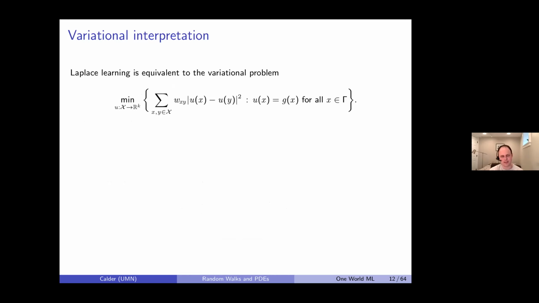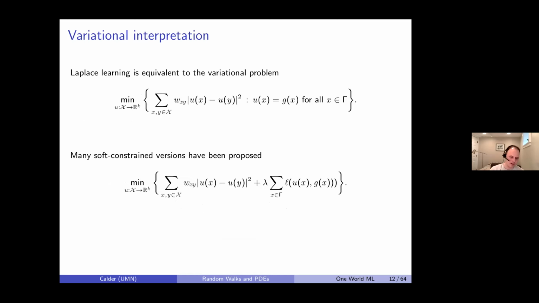So it's also important to point out there are variational interpretations to Laplacian learning. Here you write down the graph Dirichlet energy, so the sum over all edges on the graph of the squared difference of the labels at those two nodes multiplied by the weights. So you're minimizing the Dirichlet energy. Think of it in the continuum as the integral of the gradient squared of the function u. So you're trying to find the smoothest function that interpolates the given labels.